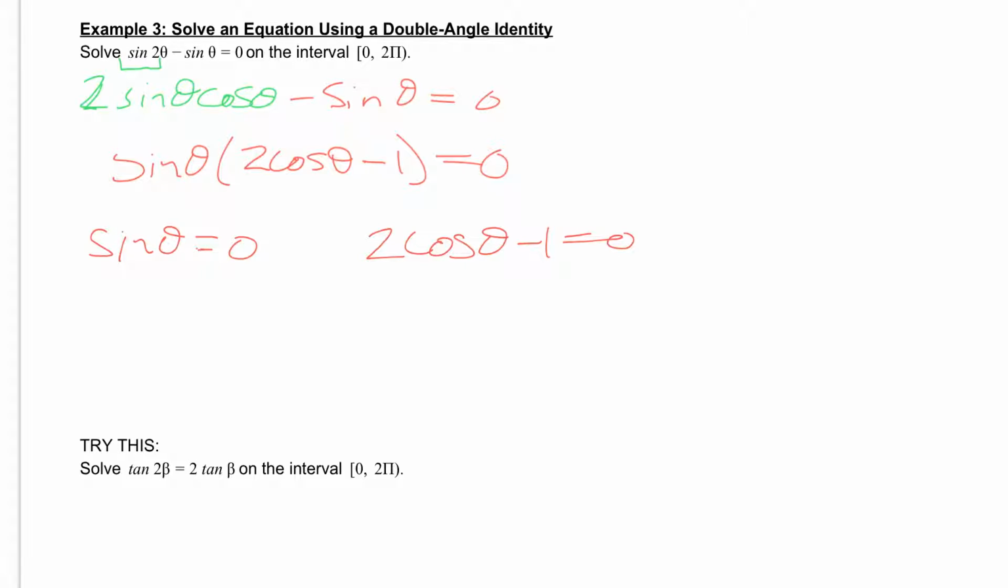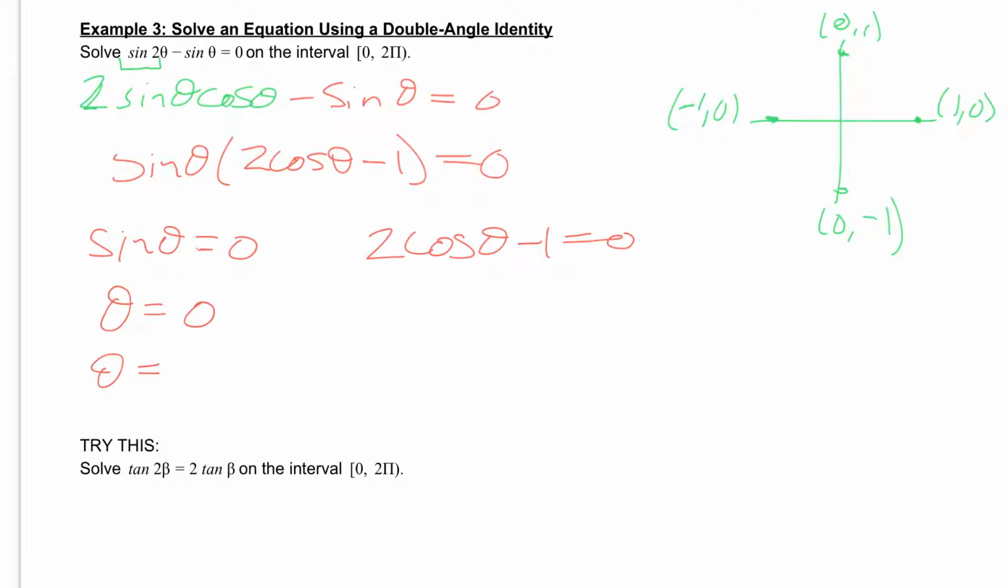Well, if sine is going to be 0, let's take a look at our axes. So that's got to happen at one of these points on our axes when the sine is going to be 0. So we have the point 1 comma 0, 0, 1, negative 1, 0, or 0, negative 1. And again, we want sine to be 0, sine is y, so it's going to be here at 0 and here at pi. So I can say theta is equal to 0 and theta is equal to pi, and those are two answers that I have so far.